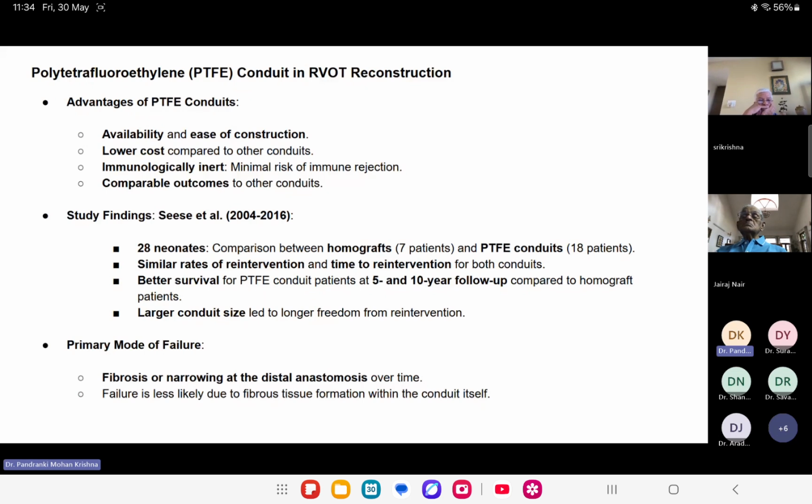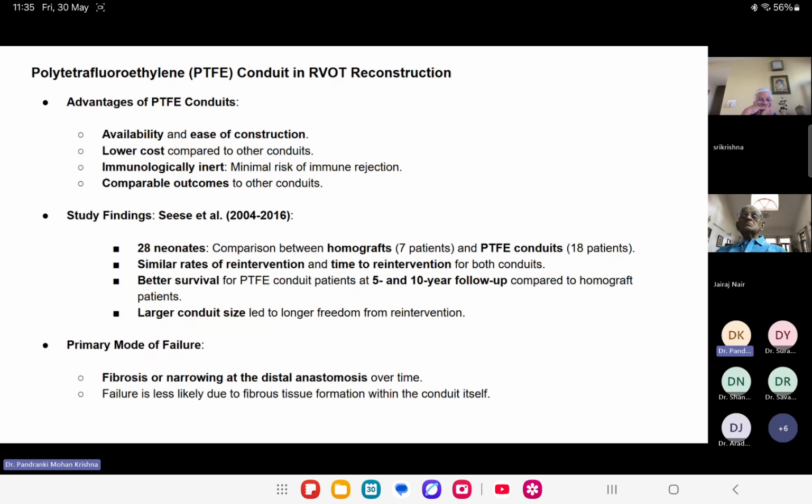And then primary mode of failure is fibrosis and narrowing at the distal anastomosis over time. Failure is less likely due to fibrous tissue formation within the conduit itself. Usually, PTFE conduit won't allow fibrosis inside the conduit. Only at the anastomosis site it will occur.